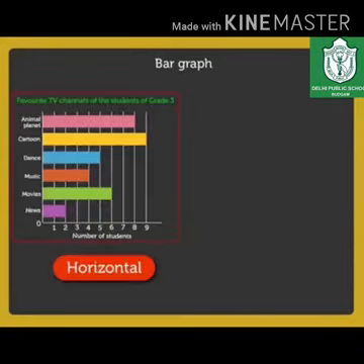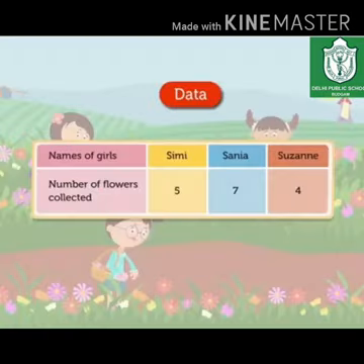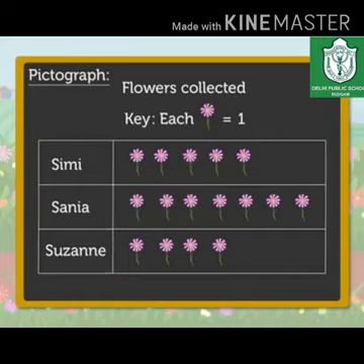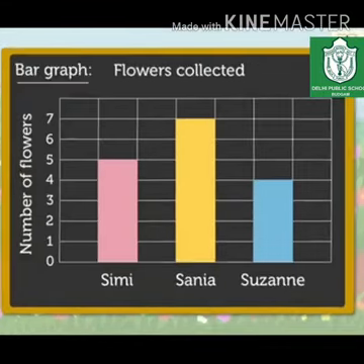A bar graph can be represented in two ways. It may be a horizontal bar graph, or it can be a vertical bar graph. Now let's look at the data chart of the flowers collected. We have already represented this data using a pictograph. Now another way of representing this data is through a bar graph.